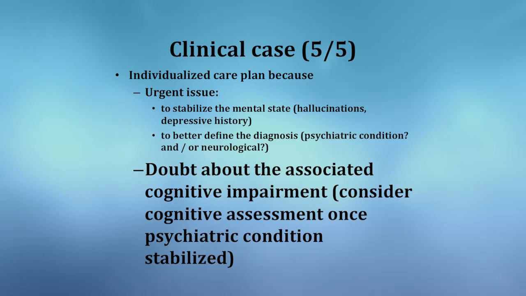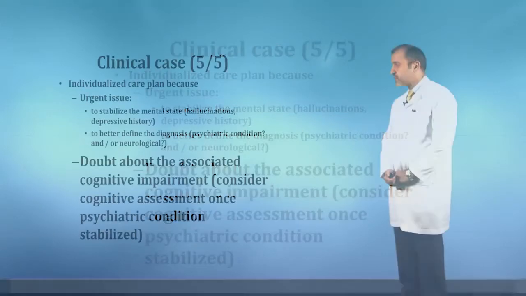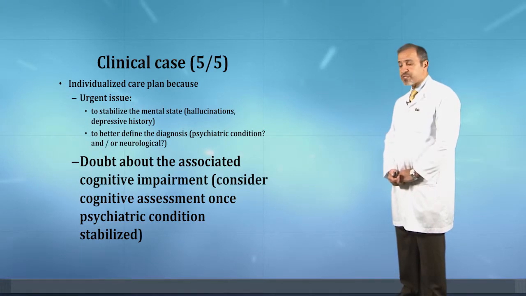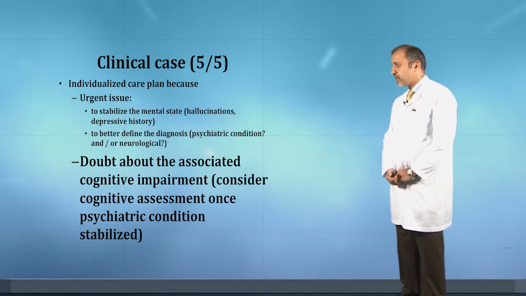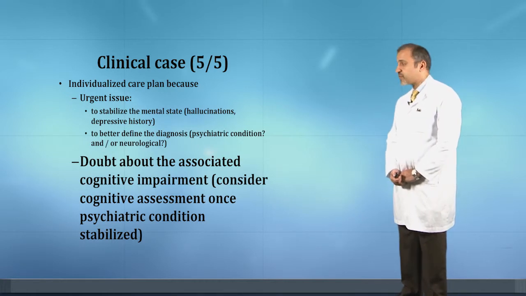Urgent issues that need to be addressed include stabilizing the patient's mental status by addressing her hallucinations and depressive symptoms, and better defining her diagnosis, whether her condition is neurological or psychiatric. You doubt the associated cognitive impairment and consider cognitive assessment once the psychiatric condition is stabilized. Her falls must be addressed and iatrogenic effects of the drugs must be considered, and we must monitor the compliance of her medication, and we must address her specific isolation at home.